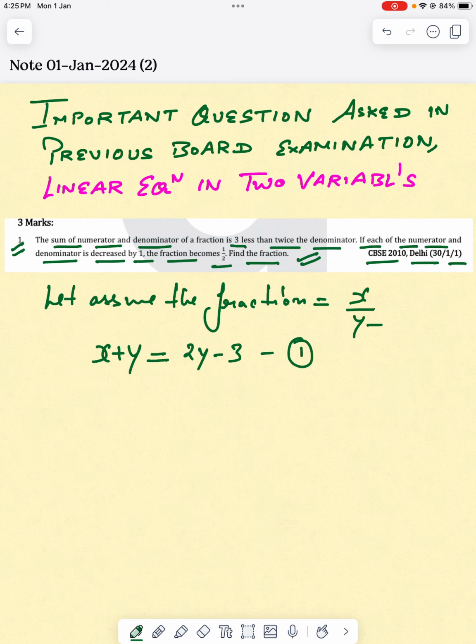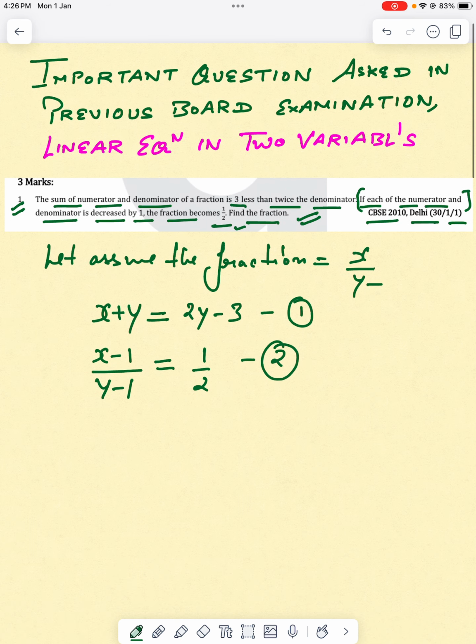Second, from where do we get it? From this part: if the numerator and the denominator are decreased by 1, the fraction becomes 1 by 2. That is, we decrease 1 from each of the numerator and denominator, so x minus 1 over y minus 1 equals 1 by 2. So this is your second equation. So we got the equations.